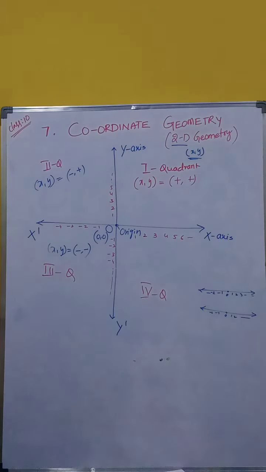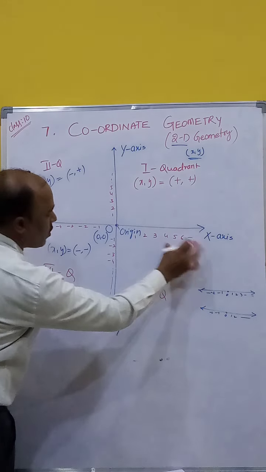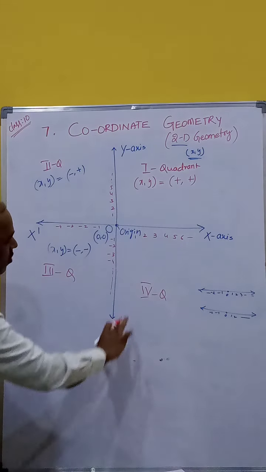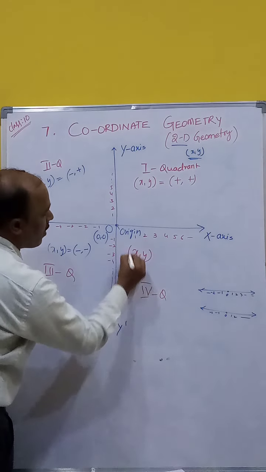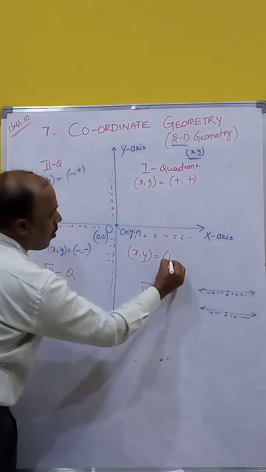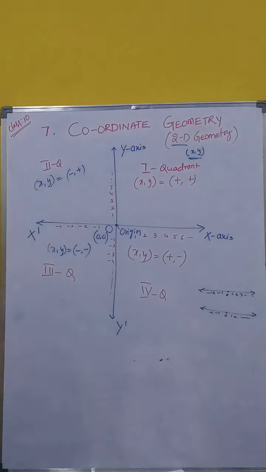Come to the fourth quadrant. In the fourth quadrant, what is observed here? First, what is the x-axis coordinate? That is positive. And next one, the y coordinates, all are negatives. That means in the fourth quadrant, it is plus and minus.